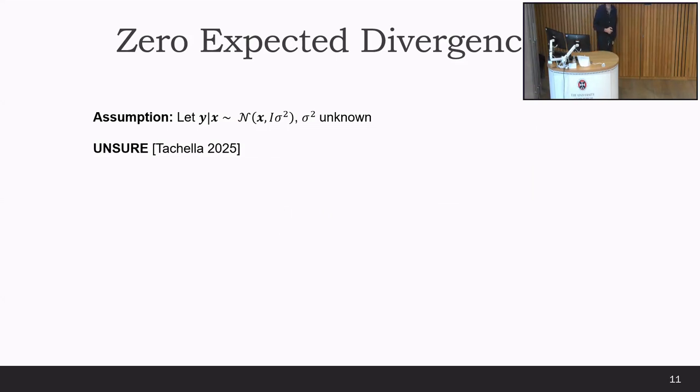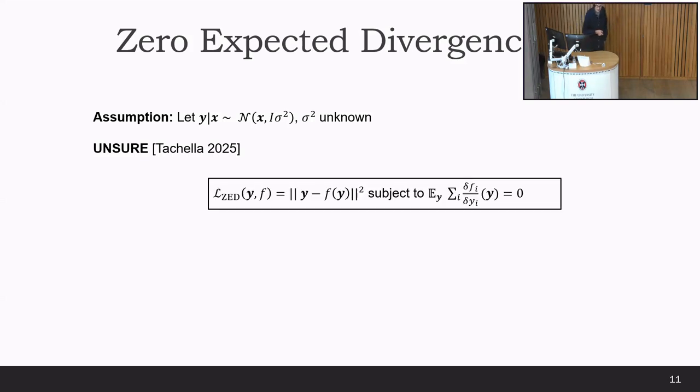And the first approach is some recent work that, again, we'll be speaking more in depth about tomorrow, where the idea is to say, okay, what if the noise distribution is Gaussian, but I don't know the variance, which is a reasonable assumption in many setups, right? So what we can do is minimize this loss here, which is basically just the measurement consistency again, with a constraint that the expected divergence is zero.